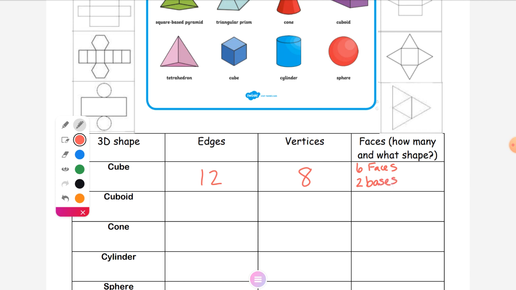Does that mean there are 8 sides? No, 2 of those bases are the faces. Faces are all of them. Bases are the top and the bottom, or the left and the right, front and the back, whichever ones you want to call the bases. What shape are the bases and the faces in this case? If it's a cube. Square. They're all squares.